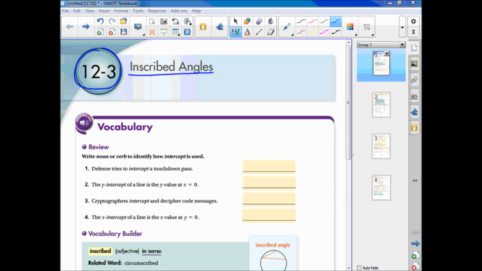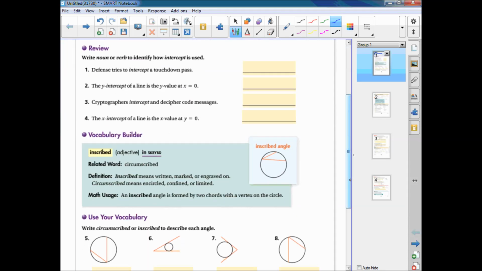Today we are covering section 12-3, inscribed angles. So we have some vocabulary first. We're going to write noun or verb to identify how intercept is used in each one of these sentences.